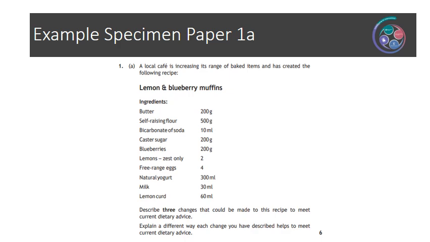Describe 3 changes that could be made to this recipe to meet current dietary advice, and explain a different way each change you have described helps to meet current dietary advice. So the command words here are describe and explain. 3 is also in bold, as you need to have 3 different changes that could be made to the recipe to access the 6 marks.